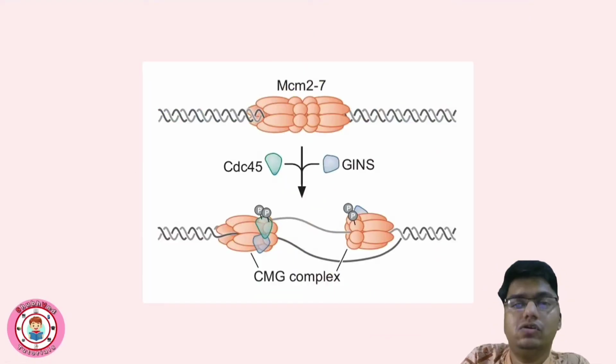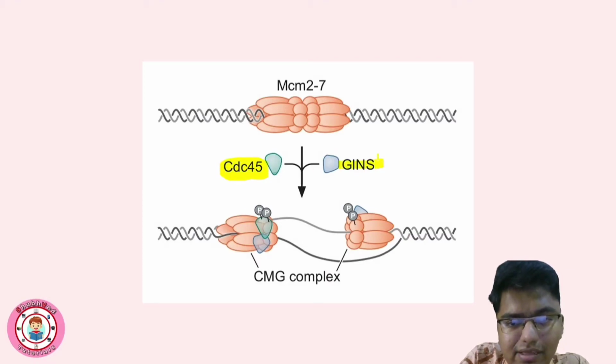So this is just a picture of the CMG complex. This is CDC45. This is GINS. CMG complex stands for C for CDC45, G for GINS, and M for MCM27, which is a helicase. So this is how the complex is formed.